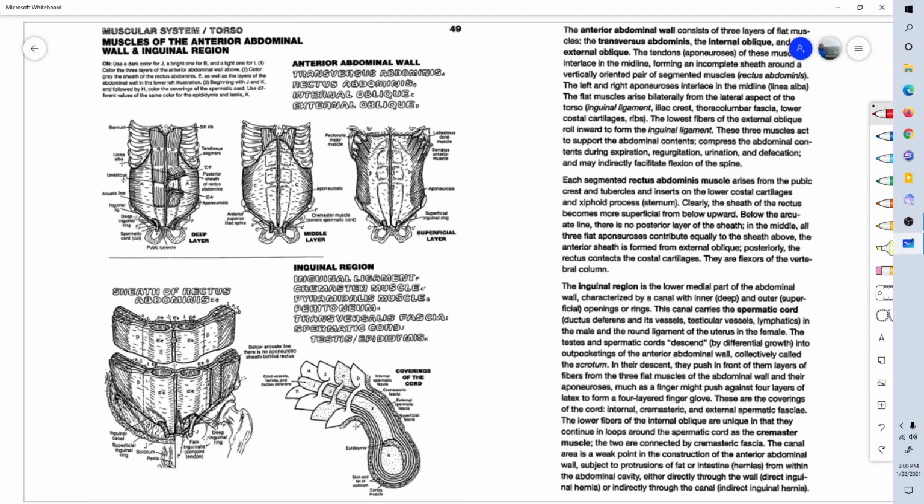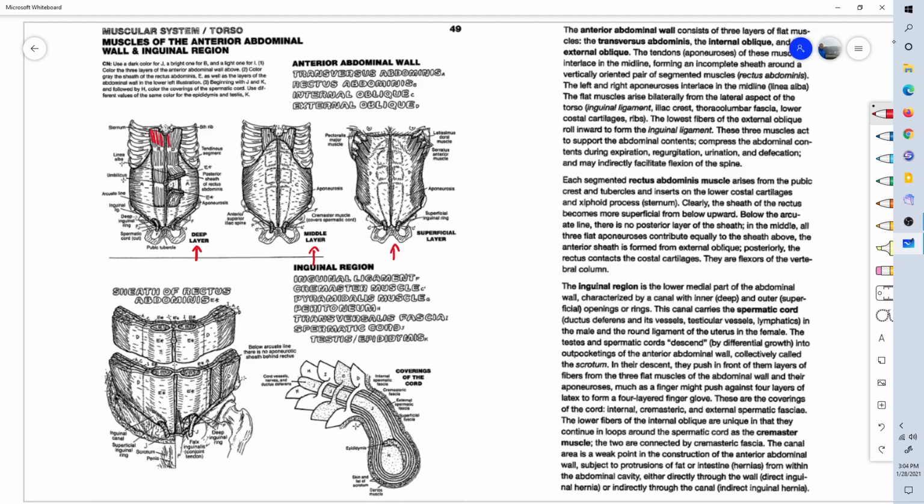Let's talk about them from the deep layers to the superficial. Starting out with the deep layer, then a middle layer, then a superficial layer. First, let's start with the muscles you all have heard of, the abs. You've heard of the term six-pack, eight-pack, etc. That's these muscles right here.